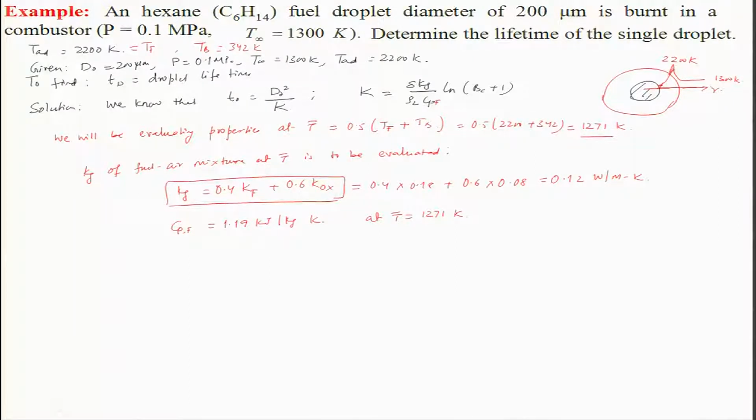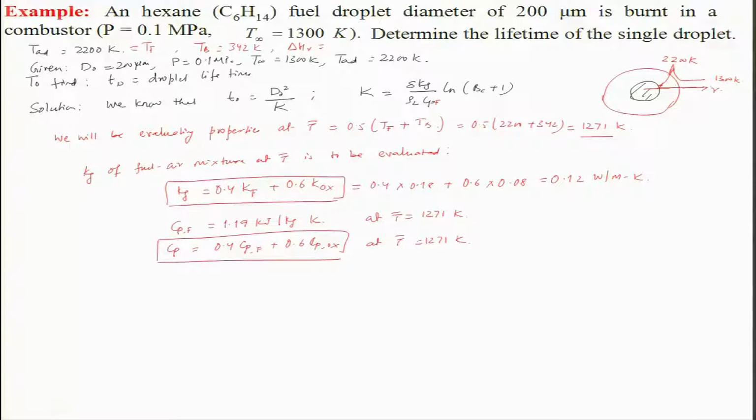Otherwise, a similar formula can be used. There is another way of doing it: in a similar way I can write Cp as 0.4 Cp of fuel plus 0.6 Cp of oxidizer. I can do that, but I have just taken the simpler route. Are you getting it? And at T average equal to 1271 Kelvin, that is what I am using in this example.